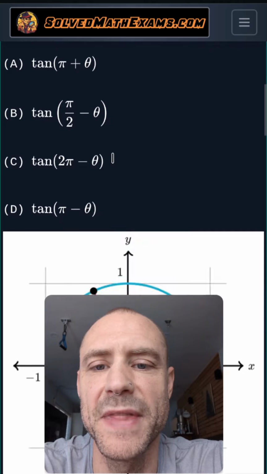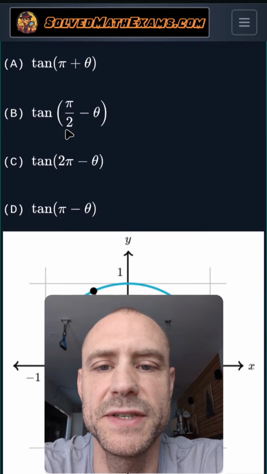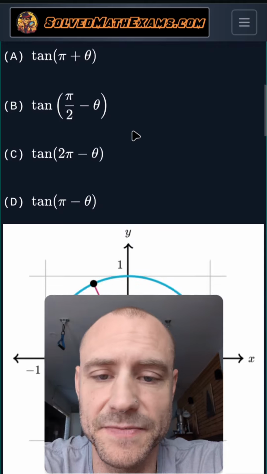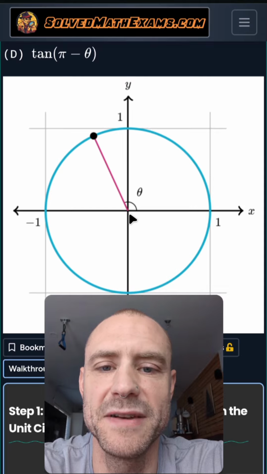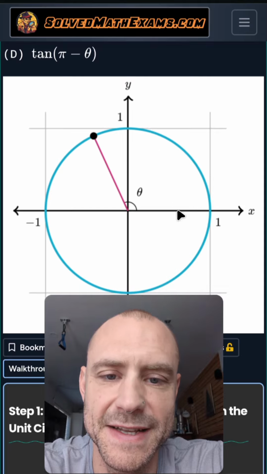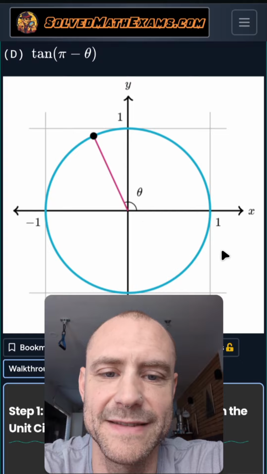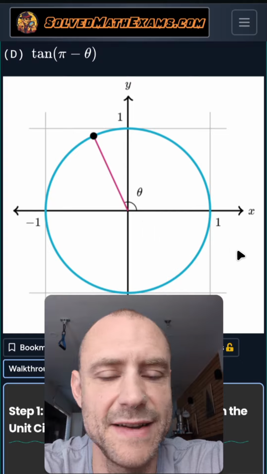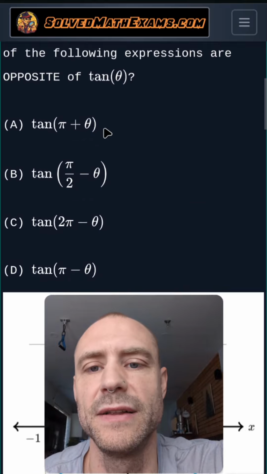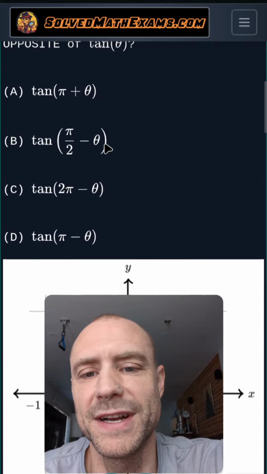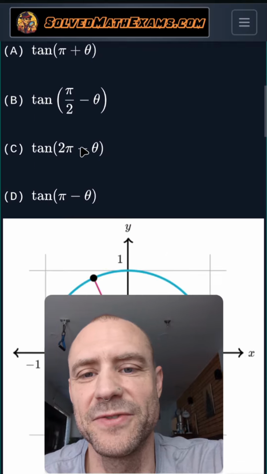So something in the fourth quadrant is not an option, so we can rule that one out for sure right away. Okay, the next one, tangent of pi over 2, that's 90 degrees, minus theta. Okay, so let's go to pi over 2, which is here, and then minus theta, so minus something like that. That's going to be about there. That's not what we're looking for either. It's for sure in the fourth quadrant, so that one's out as well. So by process of elimination, we know it's the next two, but let's just go through them quickly.